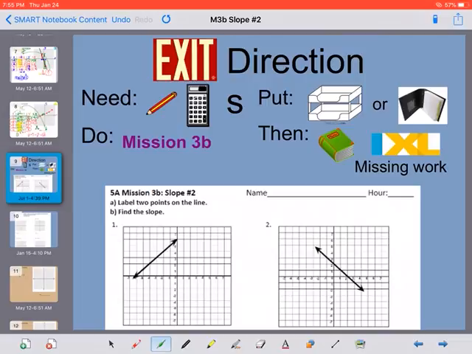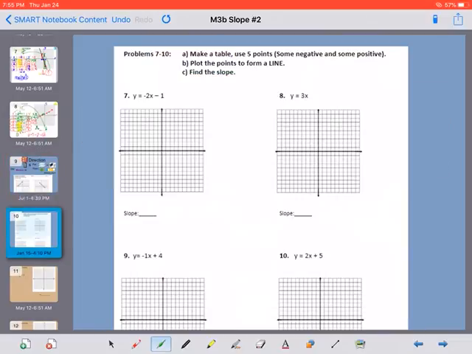Alright, front side of your homework is slope. Back side is making a table and graphing. There are not tables for you.